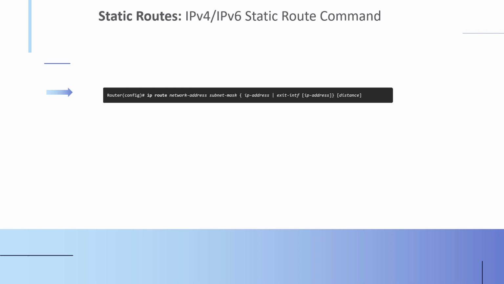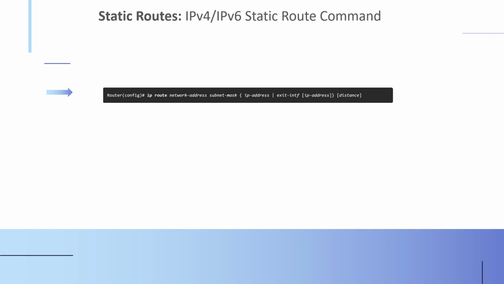So let's explain each of those. The parameters that follow ip route stand for the following. The network address is the destination IPv4 network address of the remote network to add to the routing table. The subnet mask identifies the subnet mask of the remote network, and this subnet mask can be modified to summarize a group of networks and create a summary static route.